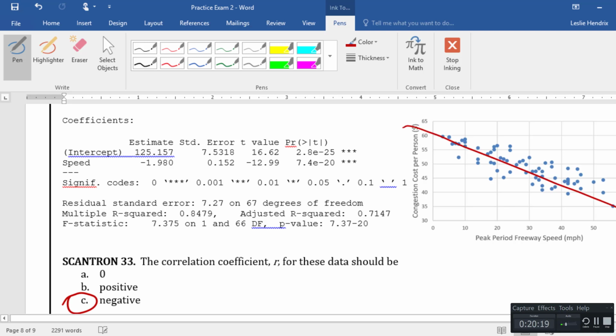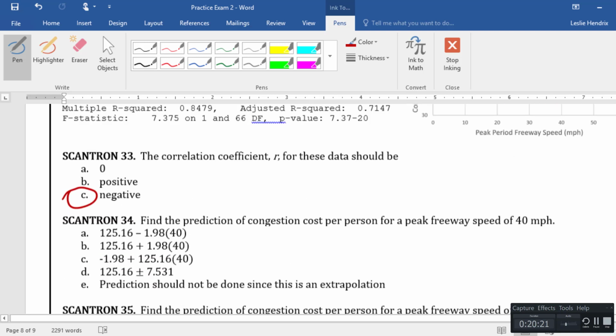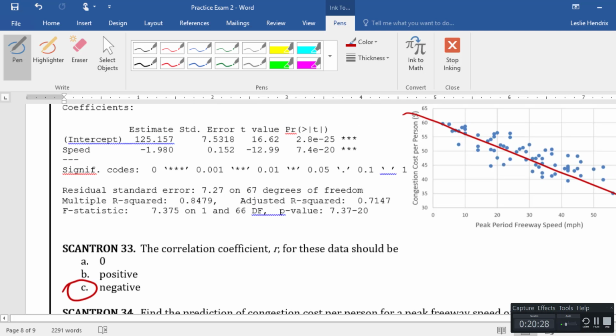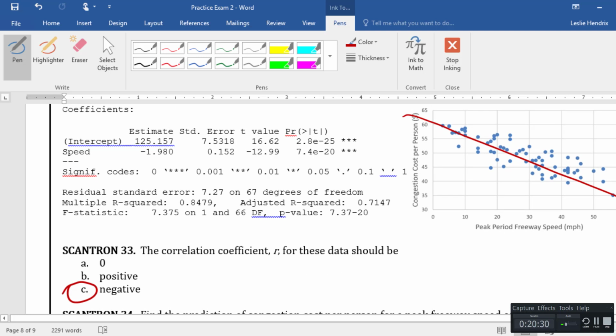All right, and then find the prediction of congestion costs per person for a peak freeway speed of 40 miles an hour. So the first thing you should do before you make a prediction is make sure that that value of X is within the range of the X's that you collected. And it is, 40 is, we did have observations around 40. And so we can make a prediction simply by plugging in that value to the regression equation.